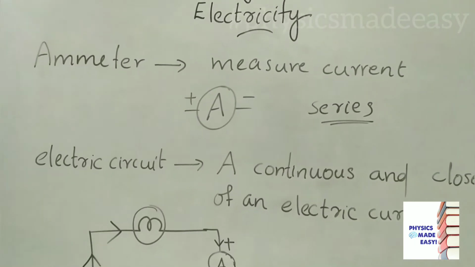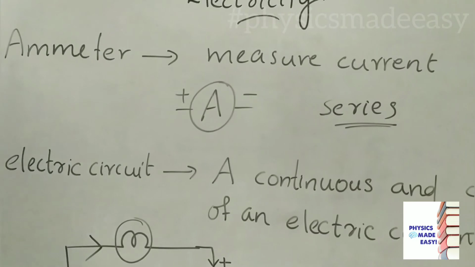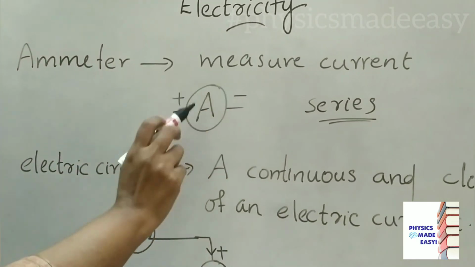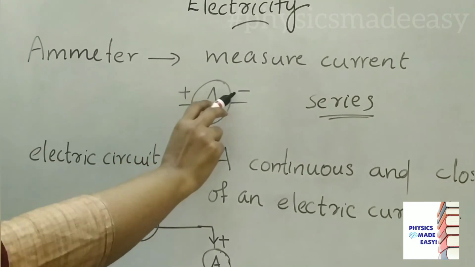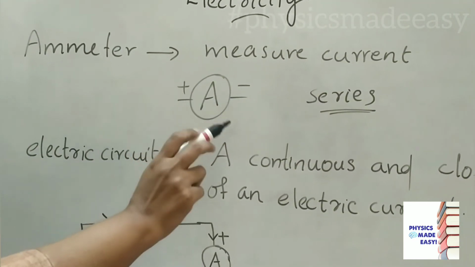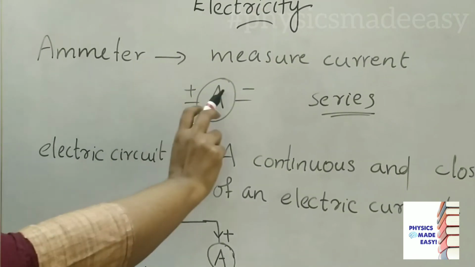How to measure current in physics lab? There we can use a device named ammeter to measure current. It is denoted by the symbol A in a circle, and like a cell has 2 terminals, here also there are 2 terminals, positive terminal and negative terminal.